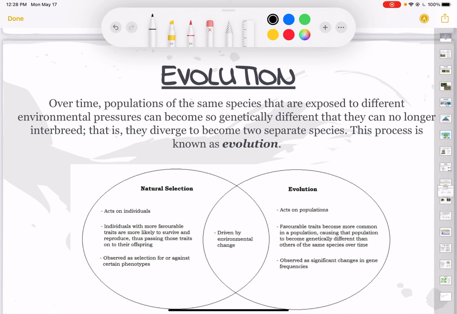So over time, populations of the same species that are exposed to different environmental pressures can become so genetically different that they can no longer interbreed. That is, they diverge to become two separate species, and this process is called speciation. So imagine, let's just say that all humans originated in Africa. So let's say that people came to Canada and then they've been separated from people in Africa for so long that they finally meet up with someone in Africa and they can't even mate with them because they have evolved differently.